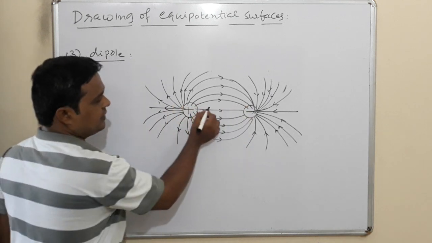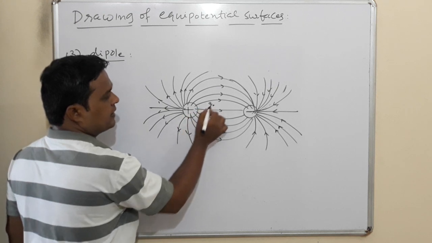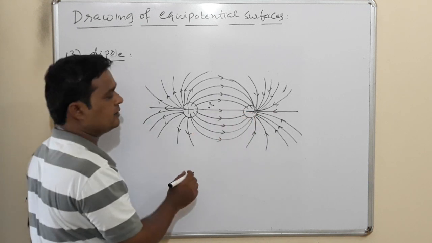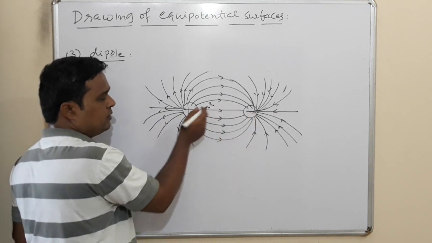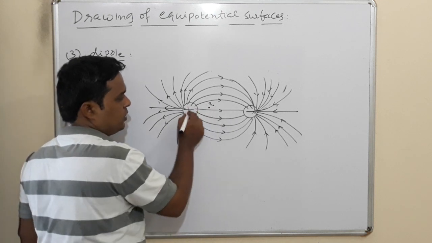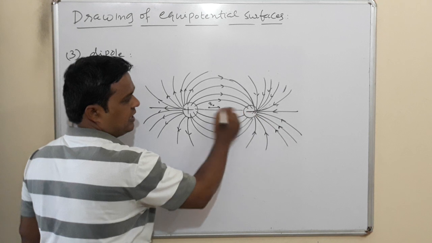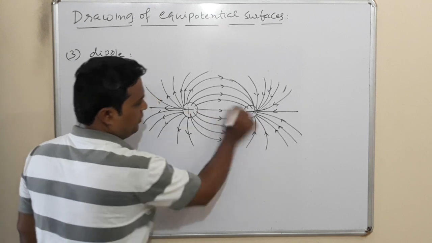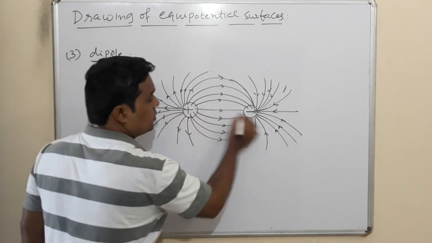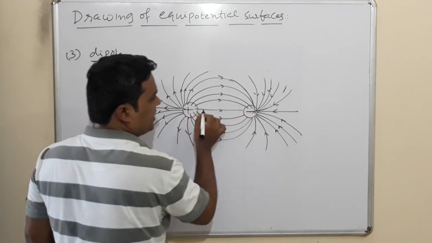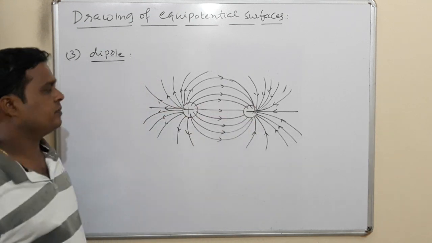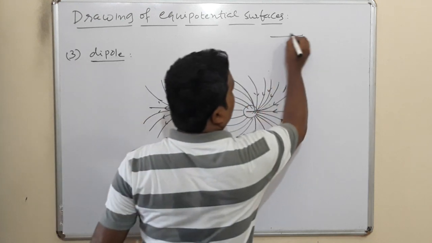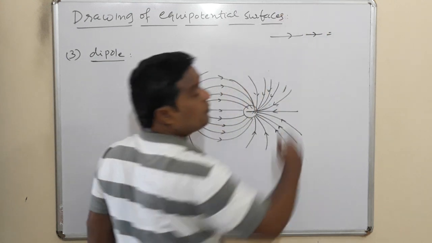At this point, if you place a point charge, this charge will repel it like this, and this charge will attract it like this. The electric field at this point will be away from the positive charge, and due to the negative charge it will be towards it. That means anywhere between these two charges, at all the points, the electric field is in the same direction. If the fields are acting in the same direction, then the net field will be more.